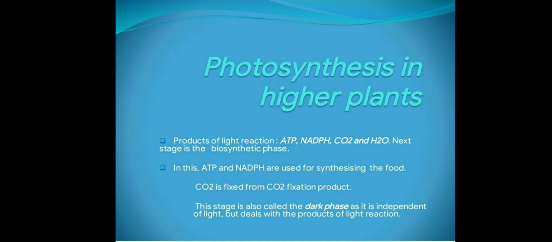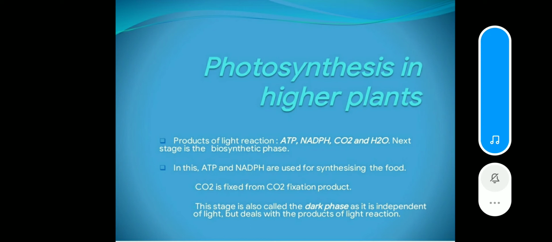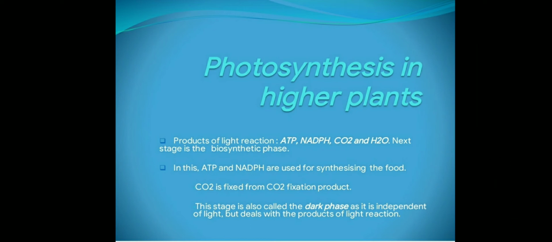During the light reaction, in cyclic photophosphorylation ATP formation takes place, and in non-cyclic photophosphorylation ATP and NADPH molecule formation takes place. Then in the chemosynthesis process also ATP and NADPH molecules are formed. So during the light reaction, the ATP and NADPH molecules are formed. These molecules are now utilized for the synthesis of food, and this process we call the biosynthesis phase.